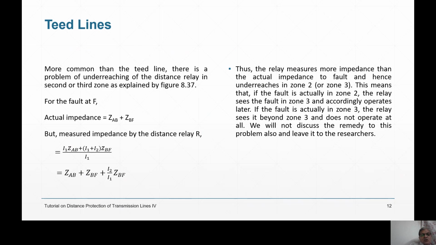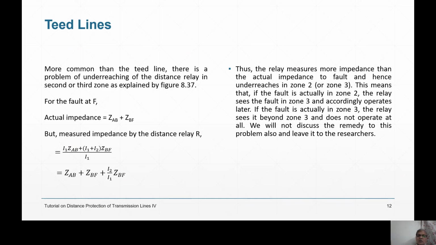Current is I1. So, what does it read? It reads ZAB plus ZBF plus I2 by I1 ZBF. So, it should have measured ZAB plus ZBF only. That is the right impedance. But some extra impedance it measures. So, once again it under reaches.